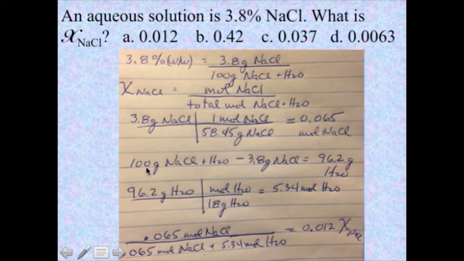We take our 100 grams total sodium chloride in water and subtract from it the 3.8 grams of sodium chloride to leave us with 96.2 grams of water. And we convert those 96.2 grams of water into moles by dividing by the molar mass of water. So now we have the moles of sodium chloride, and in the denominator we add together the moles of sodium chloride and the moles of water to end up with 0.012 mole fraction sodium chloride.